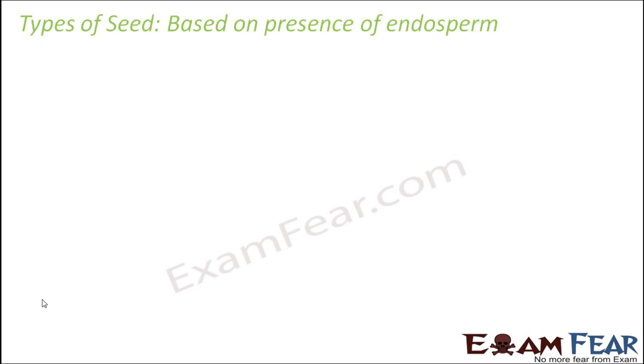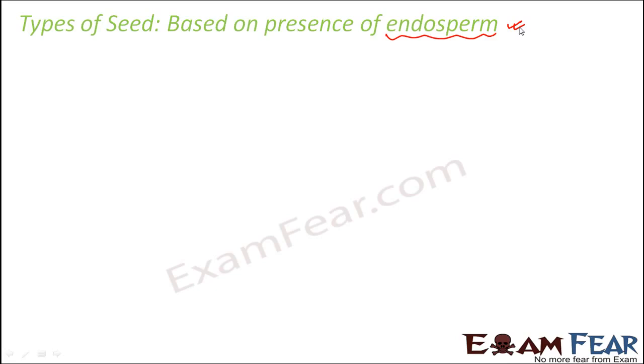Now let us talk about the types of seed, based on the presence of endosperm. What is endosperm? We have already used these terms when we were talking about reproduction, but let us have a quick review. What happens after fertilization? After fertilization, the ovary becomes the fruit and the ovule becomes the seed. Now what happens to the secondary nucleus? Because double fertilization takes place.